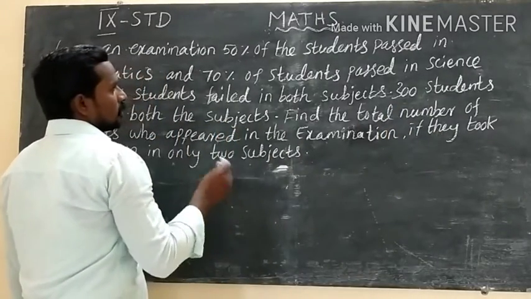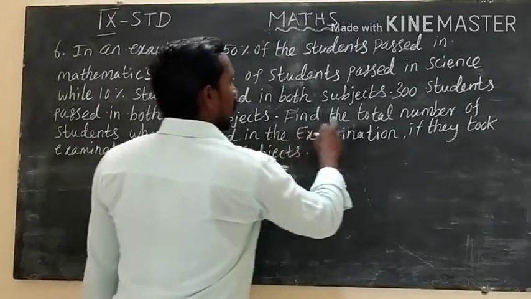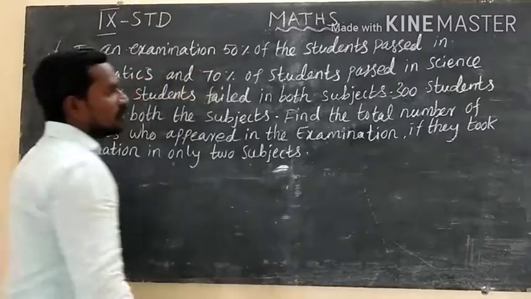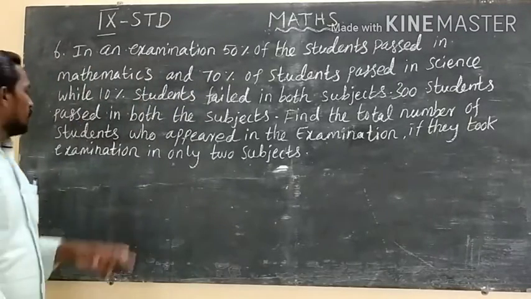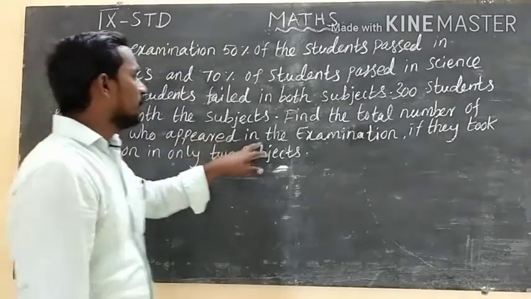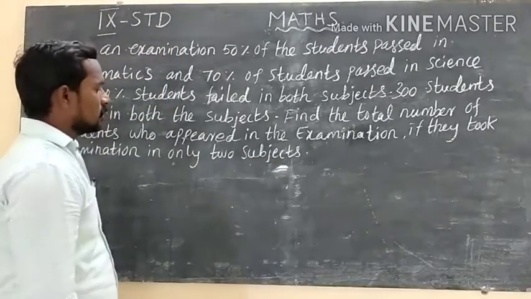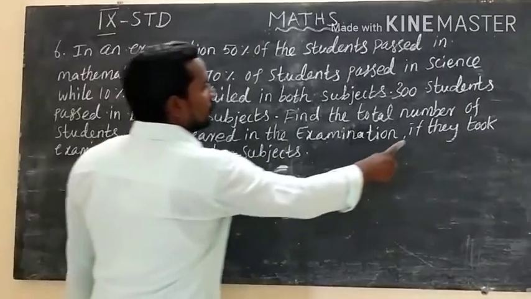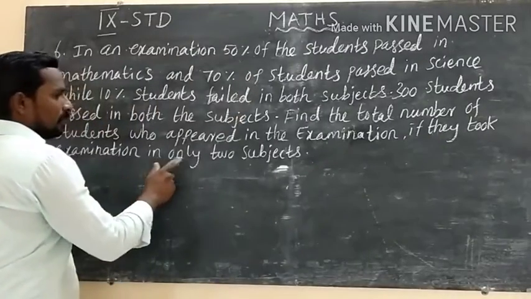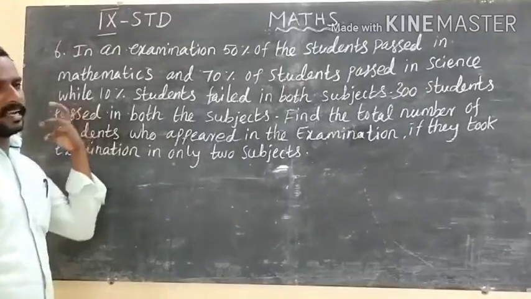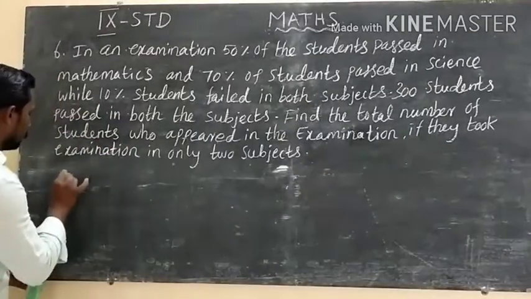So two subjects, maths and science. Find the total number of students who appeared in the examination. This is your question. What is the total number of students? They took the examination in only two subjects, science and maths. The solution.